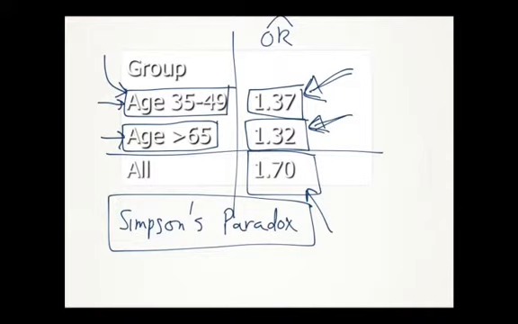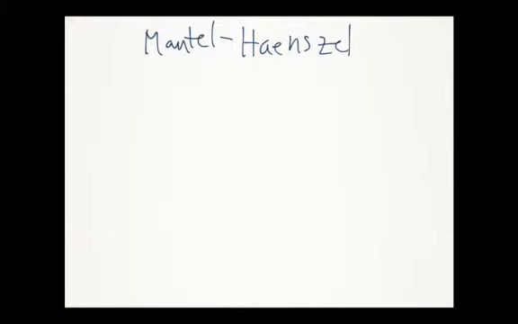So what is our approach? It's called the Mantel-Haenszel method. The Mantel-Haenszel method. It's one commonly used approach when we're thinking about trying to combine tables. So what do we do in the Mantel-Haenszel approach or method?